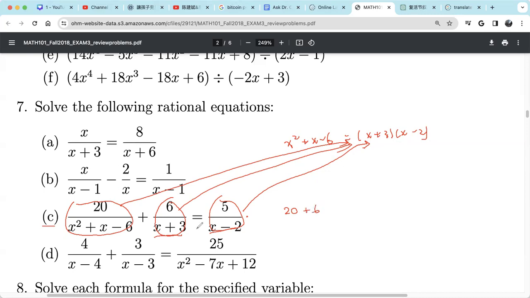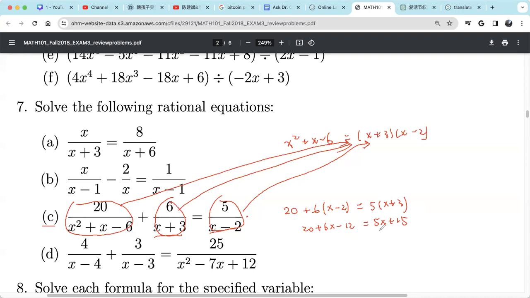Then the second term on the left-hand side, we have 6 over x plus 3. So we multiply by x minus 2, which divides itself, so 6 times x minus 2. On the right-hand side, x minus 2 divided by x minus 2 becomes 1, and we're left with 5 times x plus 3. So 20 plus 6x minus 12 equals 5x plus 15.